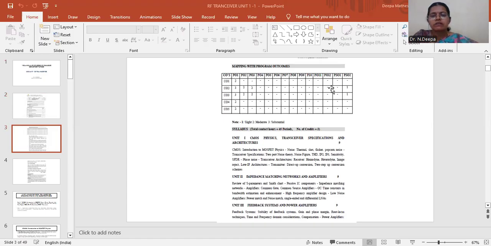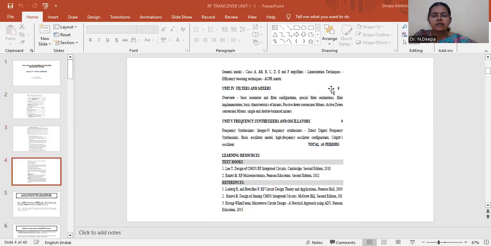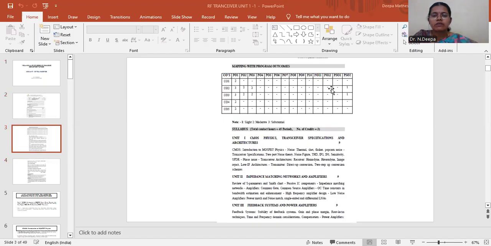In this, we will study about MOSFET basics and its noises, what are the noise types, and the parameters involved in transceiver design, and the architecture of the transceivers. That means the receiver architecture and transmitter architecture. In receiver architecture, we will see about heterodyne receiver, homodyne, and image reject and low IF architectures. In transmitter, we will see about direct up conversion and two-step conversion scheme.